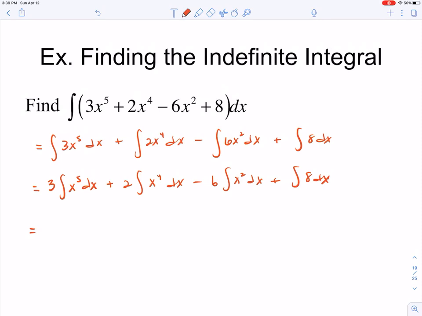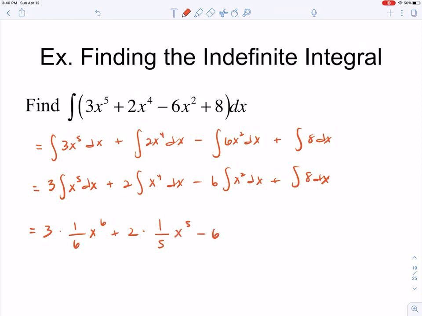And you only need the plus c at the very end. So you don't need to put a plus c for each of these integrals, just at the very end. So when we integrate the x to the fifth, that would be 1 over, we add 1 to the exponent, so 6 times x to the sixth.